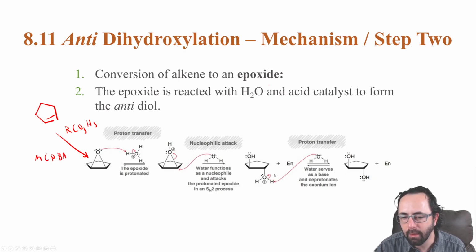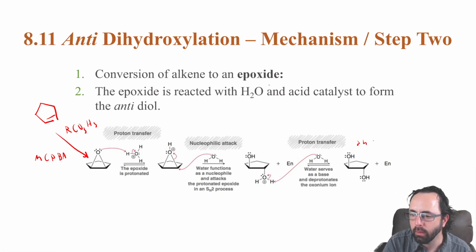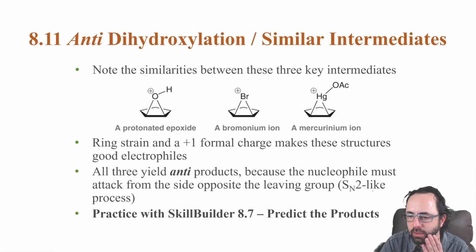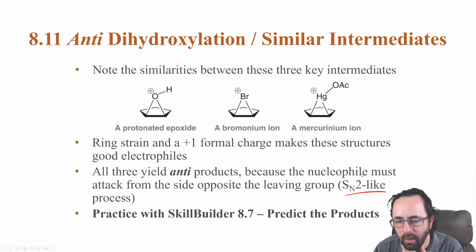Again, like the halogenation and the halohydrin formation, we produce an anti-product where the OH groups are on opposite sides. And so you can see the similarities between the protonated epoxide, the bromonium, and the mercurinium, which all go through SN2-like reactions. They all produce anti-products because the top is blocked from nucleophilic attack.